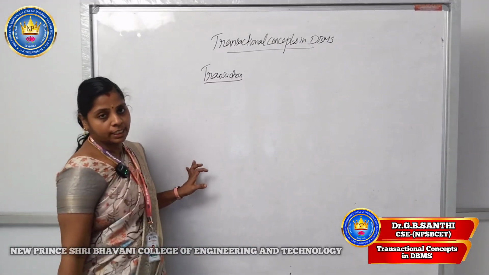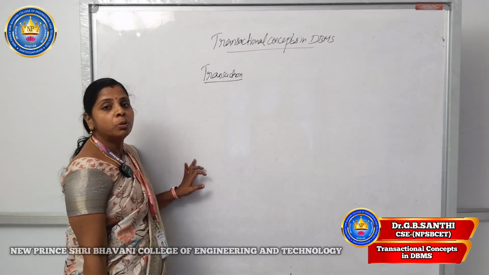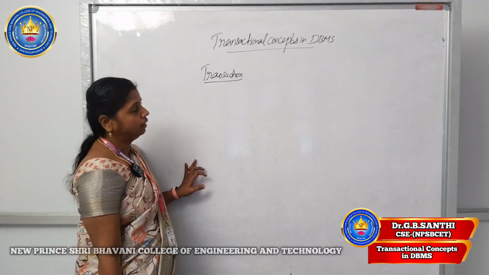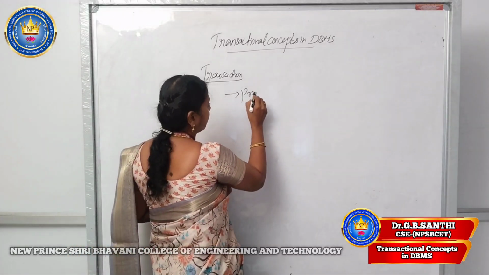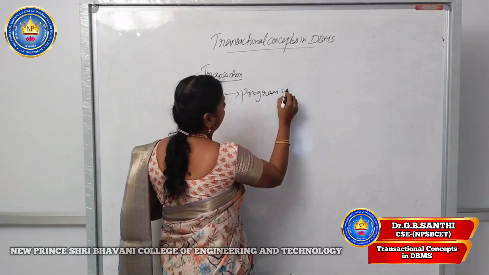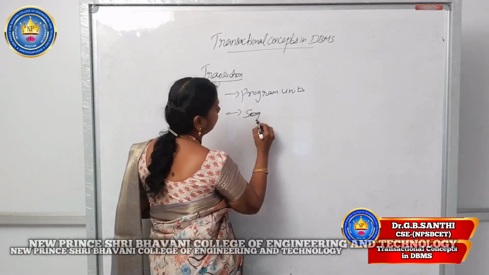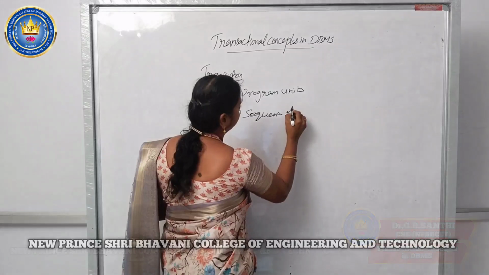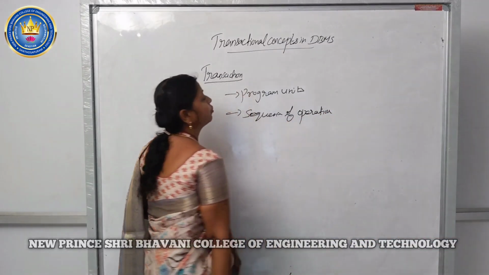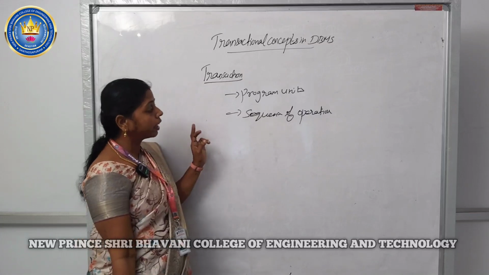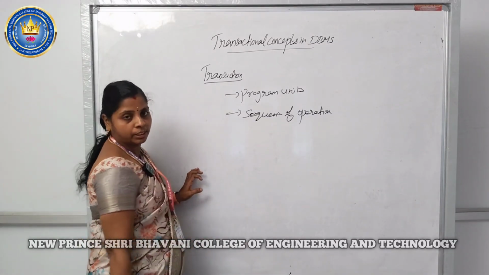What is a transaction? A transaction is nothing but a program unit whose execution may change the database. Program unit in the sense it contains a sequence of operations. So after executing the transaction, or after executing the sequence of operations, it may change the database.